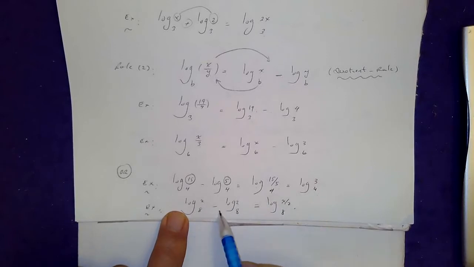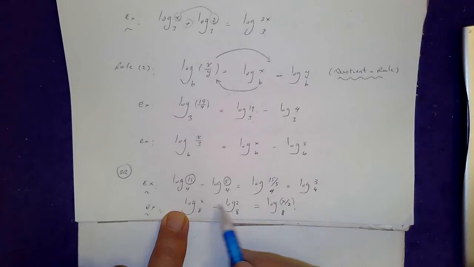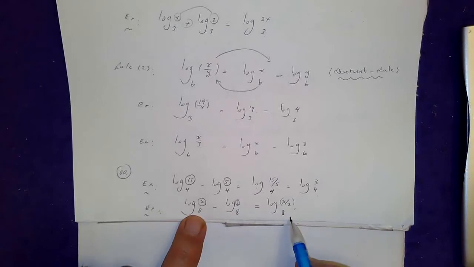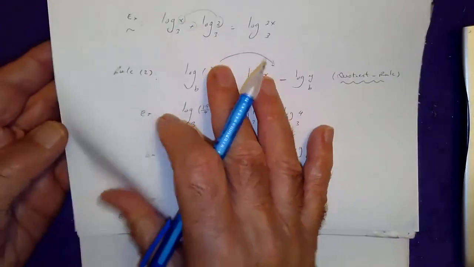Log of x base 8 minus log of 2 base 8 is just simply log of x divided by 2. Divide this logarand by this guy and write it as a single log. Keep the base the same. Okay, rule number 3, it's called power rule, correct?